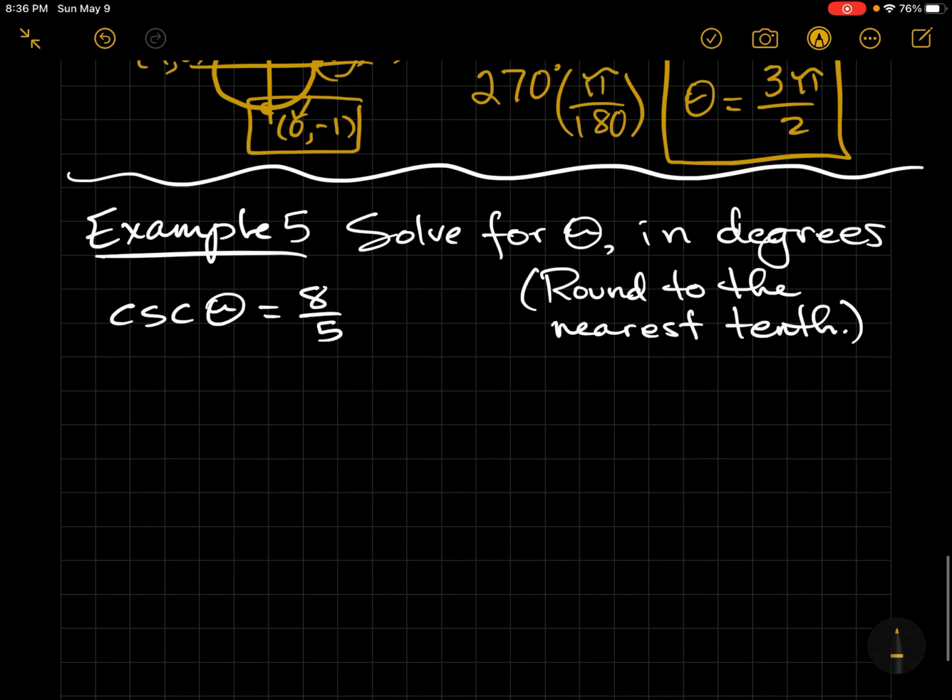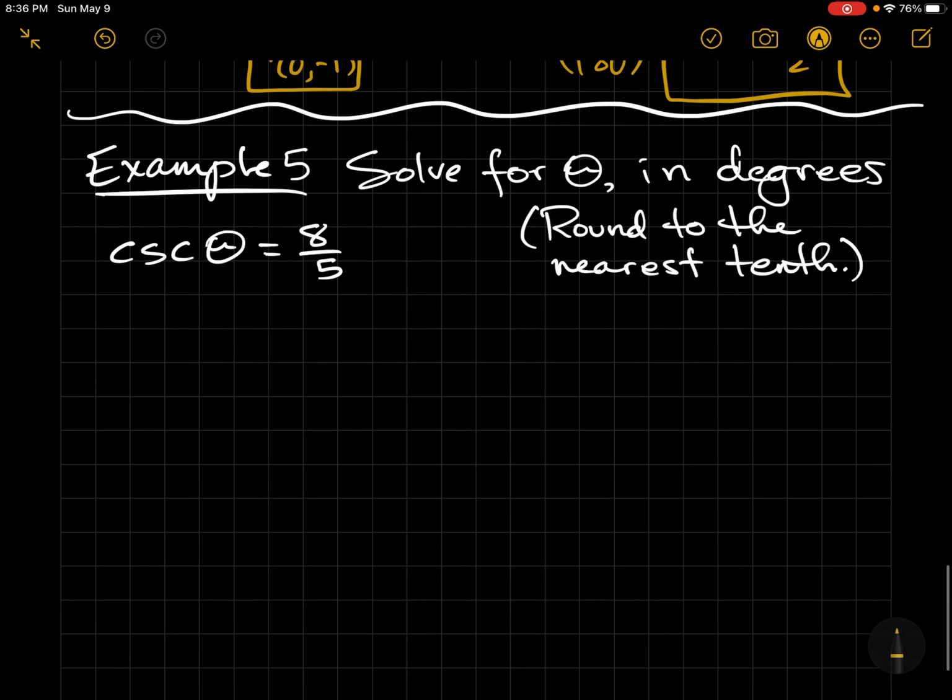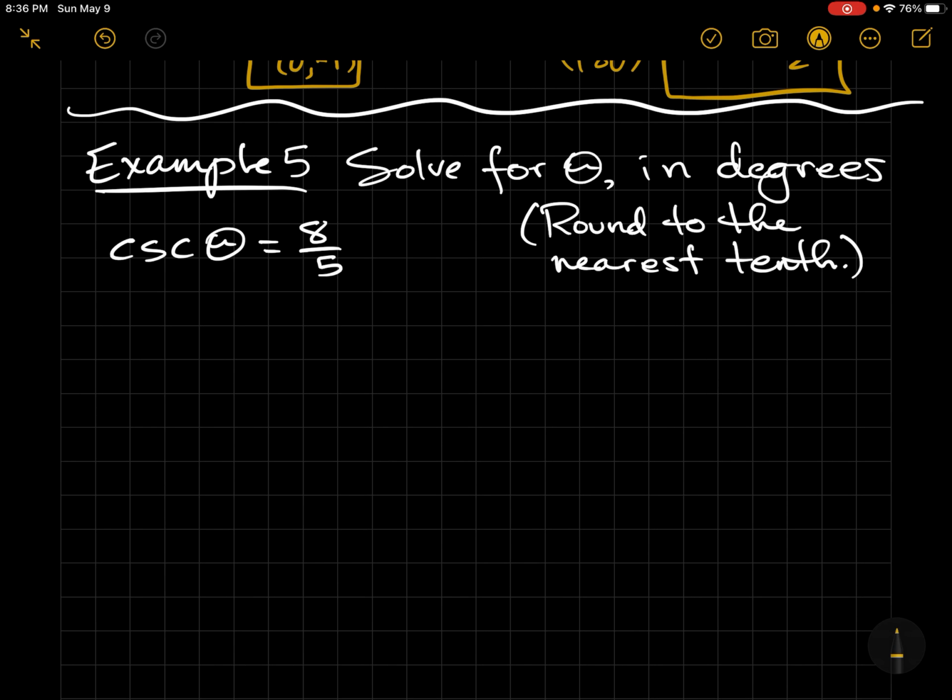Alrighty, example last. Solve for theta in degrees and round to the nearest tenth. This is going to be a little trickier. Round to the nearest tenth. I can automatically see this is not going to have a reference of 45, 30, 60. It's not on the axis. So it's not going to be any of that. So for sure, we're going to need a calculator.